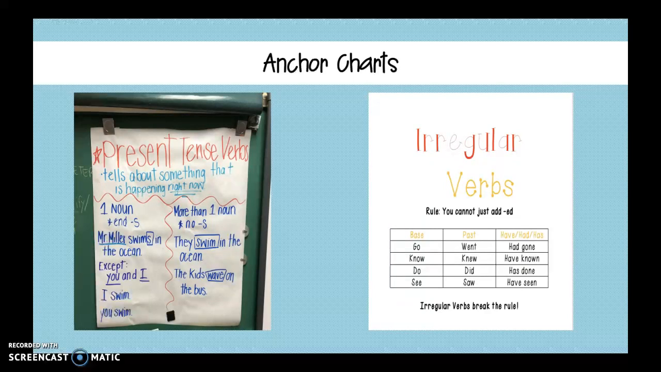instruction throughout the lessons. These anchor charts are posted throughout the room and are available for the students to look back upon if they ever get stuck in reading, writing, or speaking.